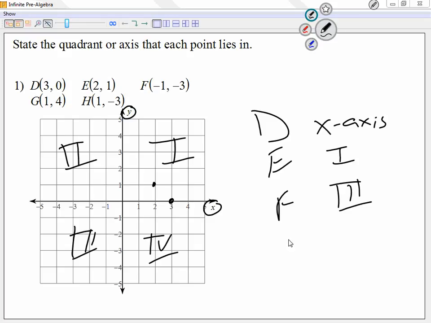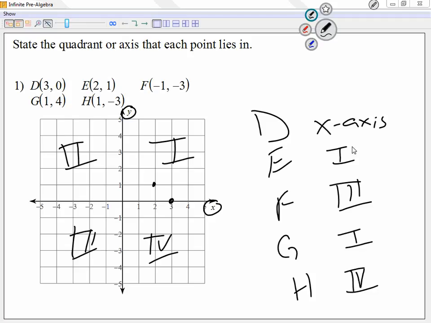Where do you guys have point G? Quadrant 1, good. What about point H? On quadrant 4, good.